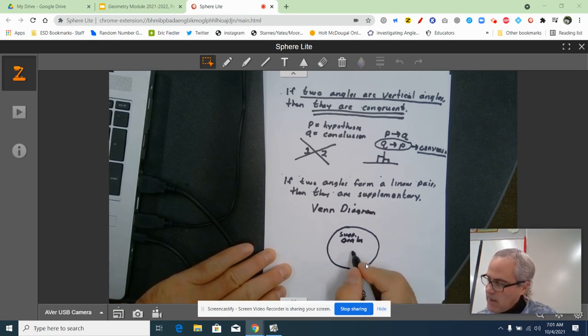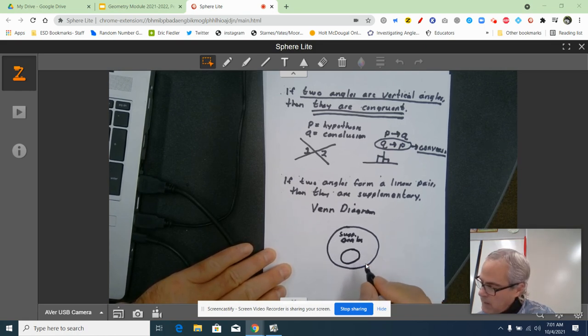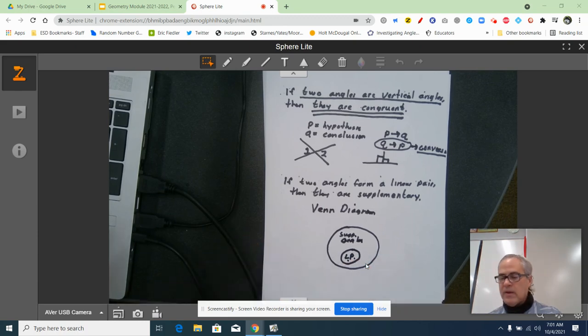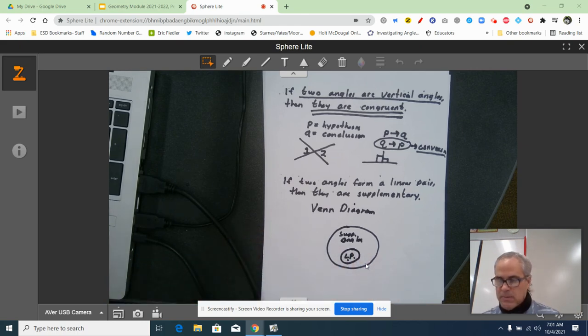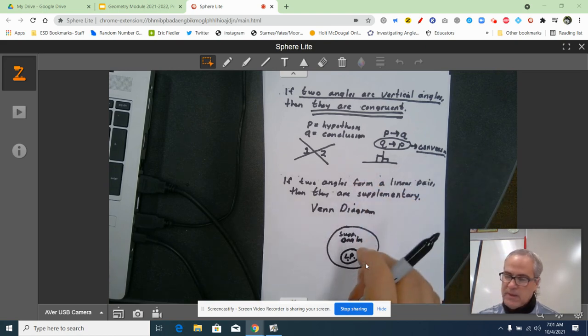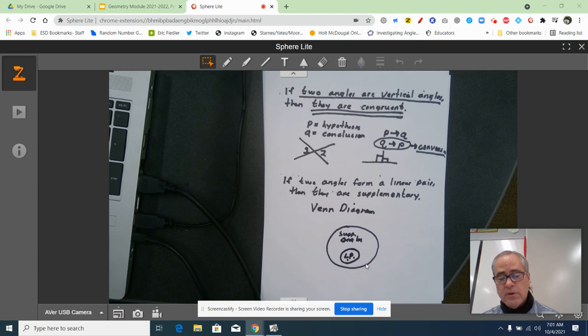Inside of that is the hypothesis, if this is a true conditional statement. So linear pair angles. Now, if you think of it, linear pairs are definitely supplementary, but they are part of a bunch of angles that are supplementary. There are more angles out there that are supplementary besides linear pairs. Okay, so I hope that makes sense. Be able to take a conditional statement, put it in a Venn diagram, and vice versa. I haven't shown you that. So remember, the hypothesis is inside, the conclusion is the outside.